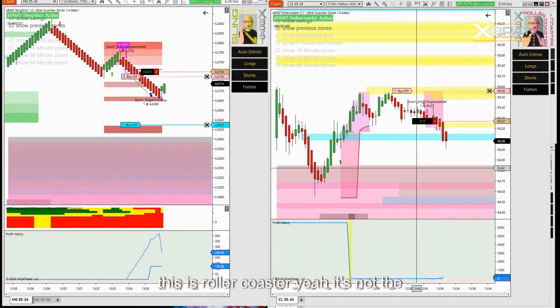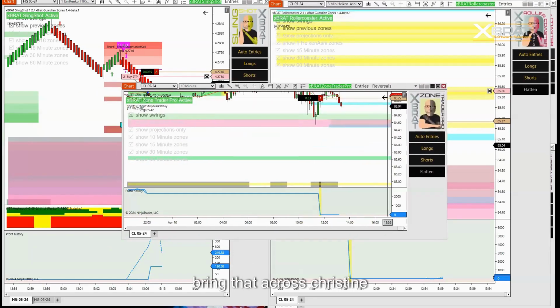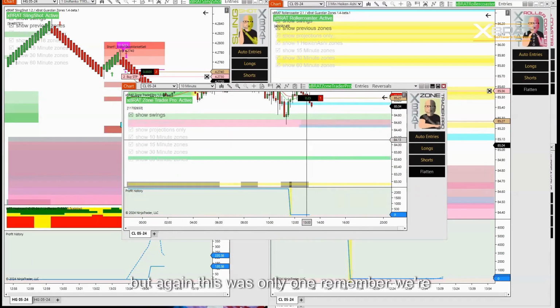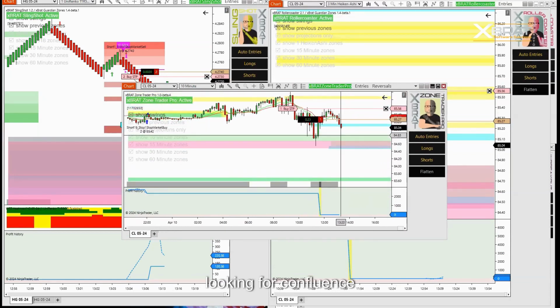Yeah, this is the roller coaster. It's not the Zone Trader Pro. Zone Trader Pro is active for oil, so I'll bring that across, Christine. But again, this was only one. Remember, we're looking for confluence.